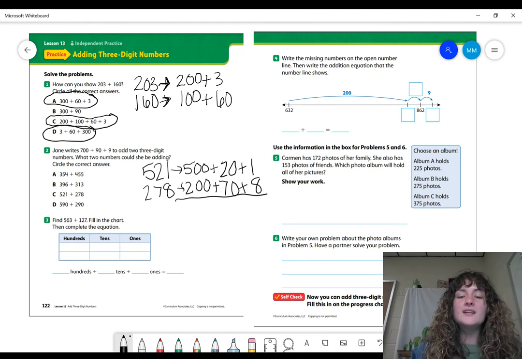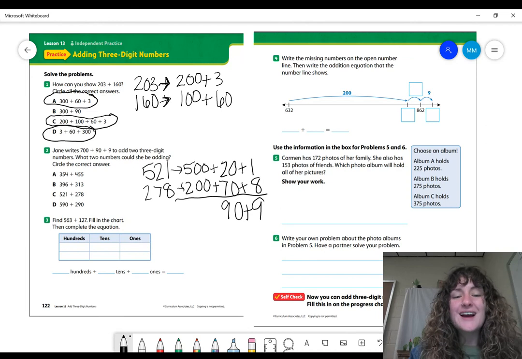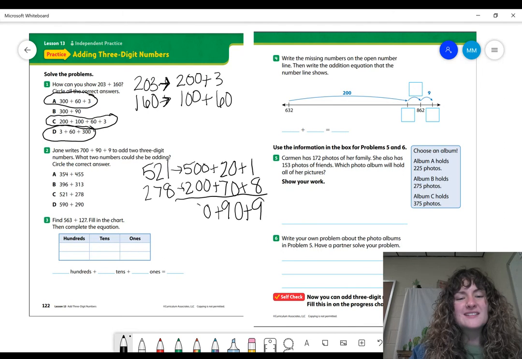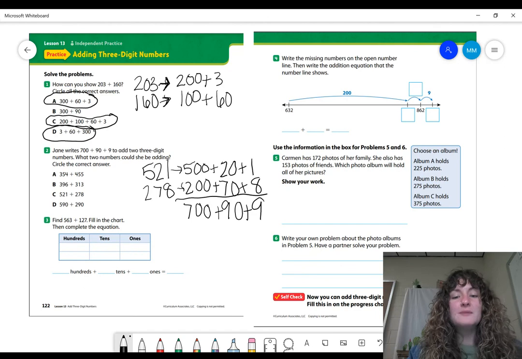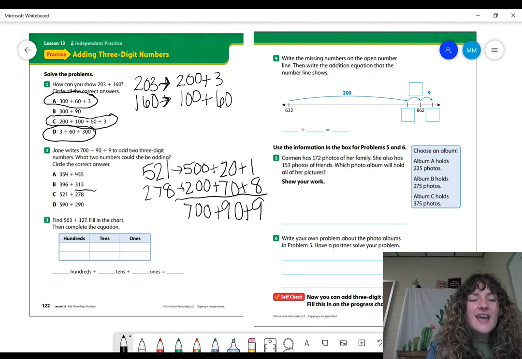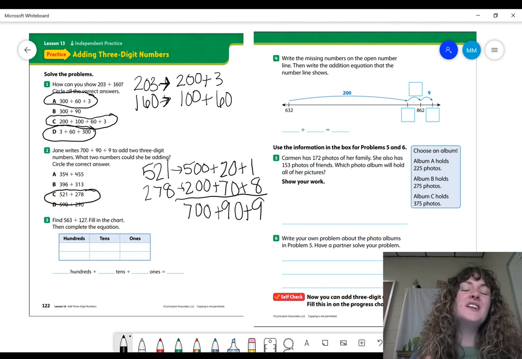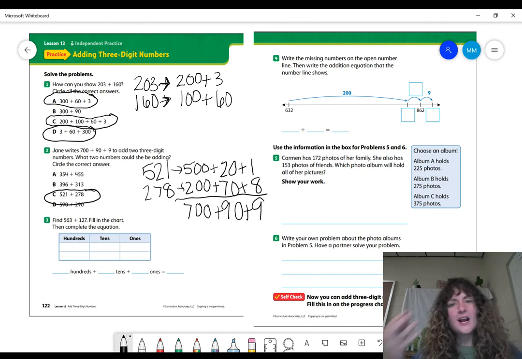So starting with our ones, we have 9 ones plus our tens place. We have 20 plus 70. So looking at the number of tens, 2 plus 7 would be 9 tens, so 90. And then our hundreds. So I can bring those zeros for our ones and tens straight down, and 500 plus 200 would be 700. 700 plus 90 plus 9. We found our match. So 521 plus 278 makes a whole of 799.